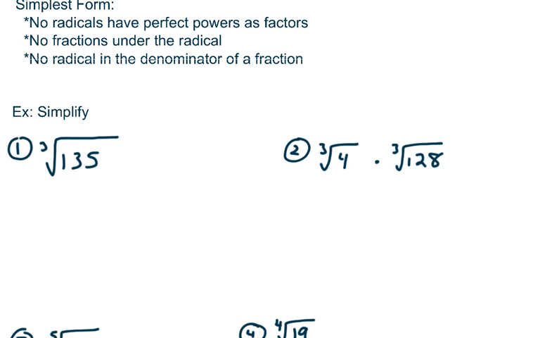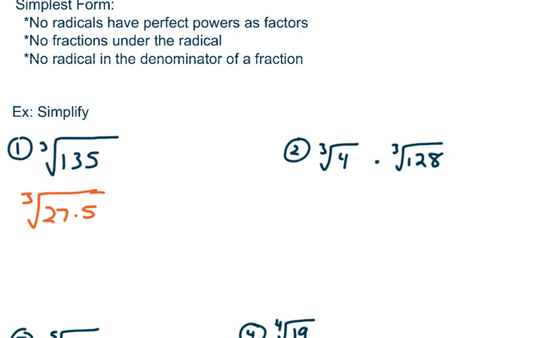Now 135, if you look at that table I gave you with all those perfect powers, you're not going to find 135 in the n to the 3rd column. So what we need to do is find a number that divides 135 that is in the n to the 3rd column. And that number that does divide 135 evenly in that n to the 3rd power column is 27. So we can rewrite the cube root of 135 as 27 times 5.